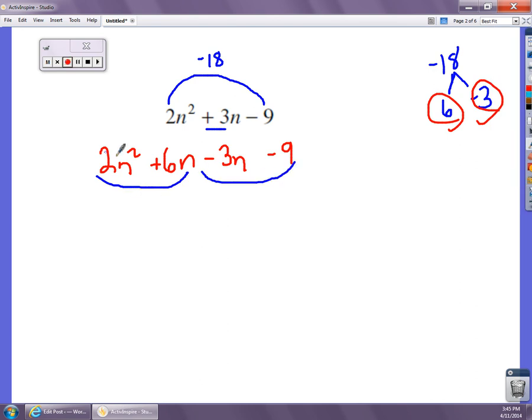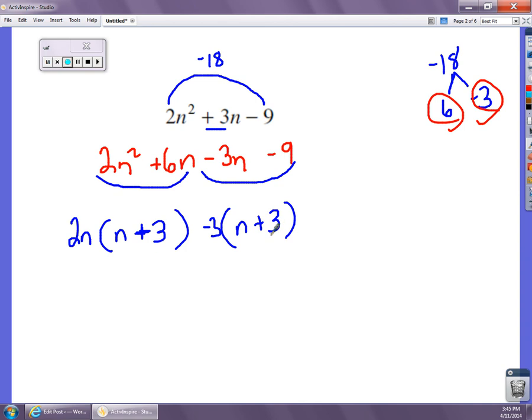The greatest common factor here is a 2n. So when you factor that out, you end up with n plus 3. Here, this is negative 3n, negative 9. So the greatest common factor is actually a negative 3. And when you take out a negative 3, you're left with n plus 3.